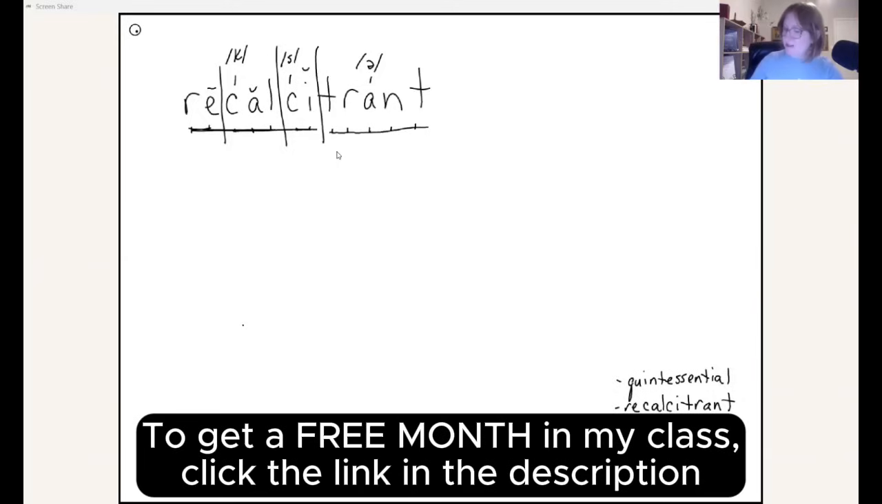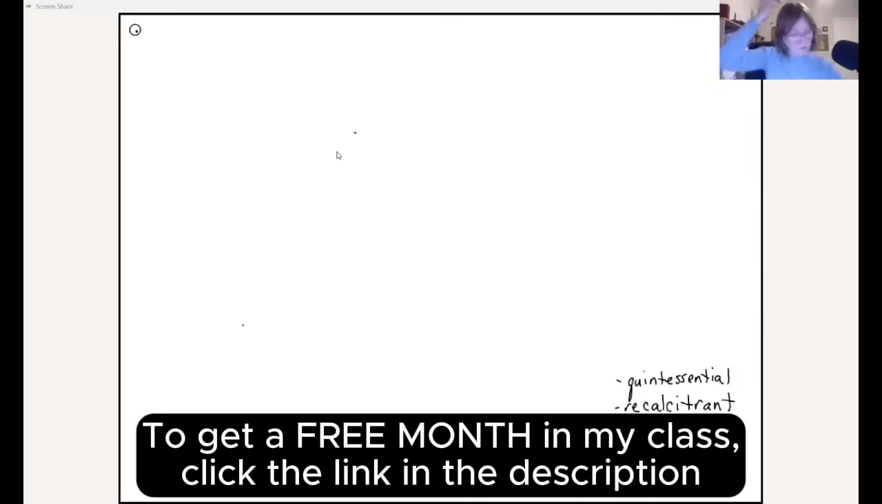Okay, so let's look at this word. What is this one right here? Quintessential. And this last word, recalcitrant. Recalcitrant. Next. Okay, fun one. They're all fun, but I'm a wordy. I love words.